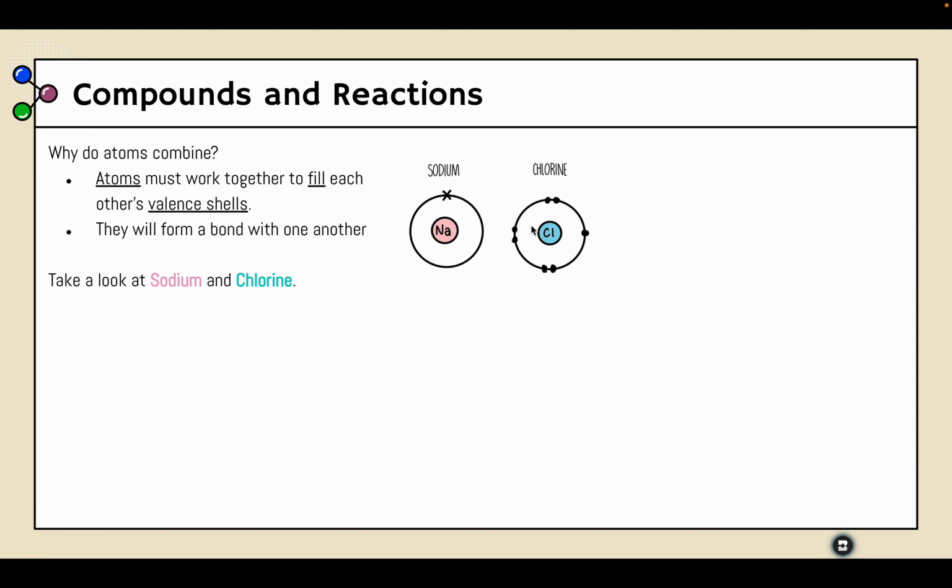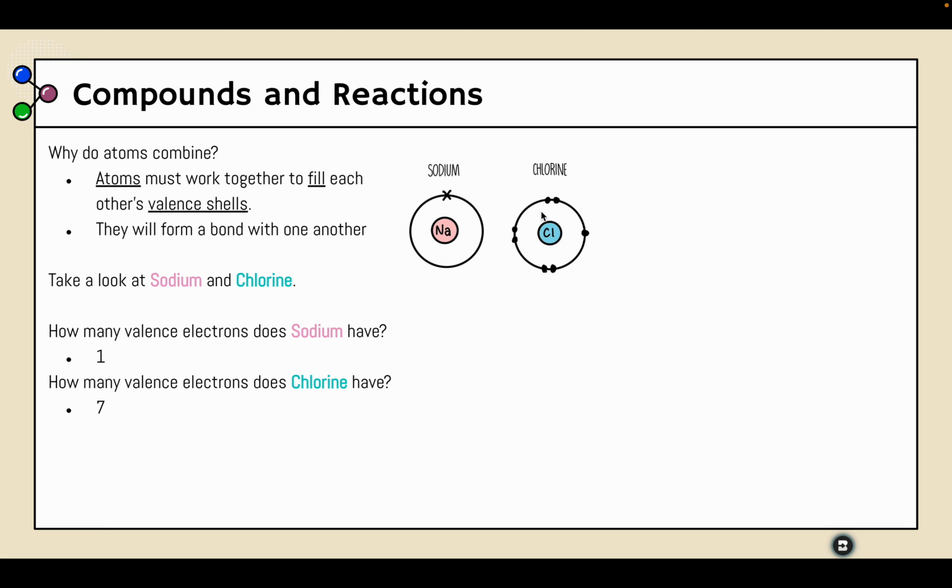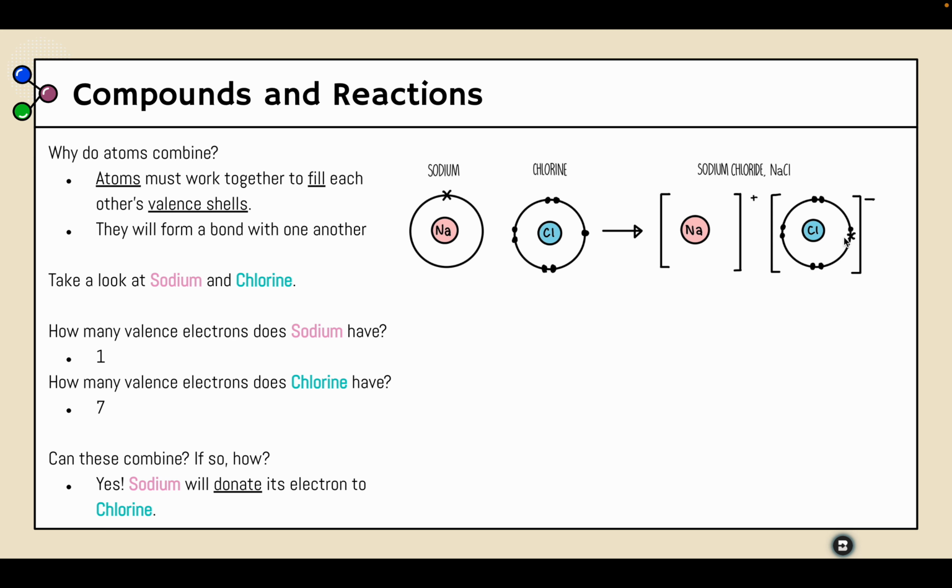So, take a look at sodium and chlorine. We talked about how many valence electrons each one has. Sodium, we said, has how many? 1. How many does chlorine have? 7. So, can these two combine? And if we can, how does this happen? The answer is yes, absolutely. Sodium is going to donate its electron to chlorine. So this X actually, through a reaction, gets added to chlorine.